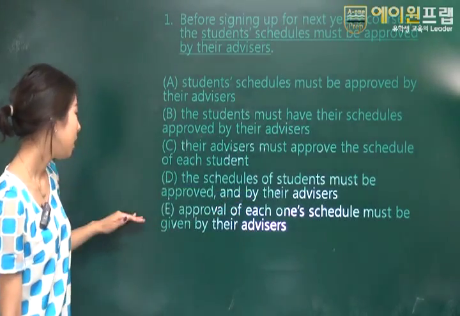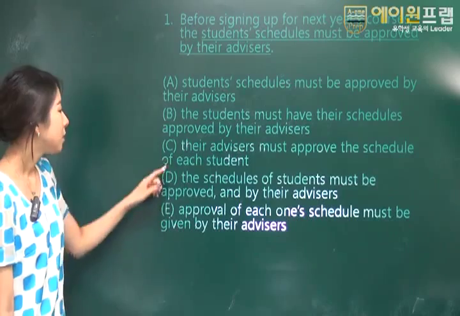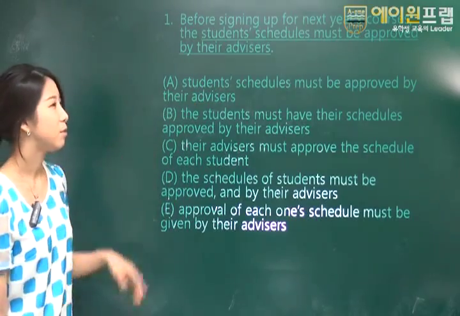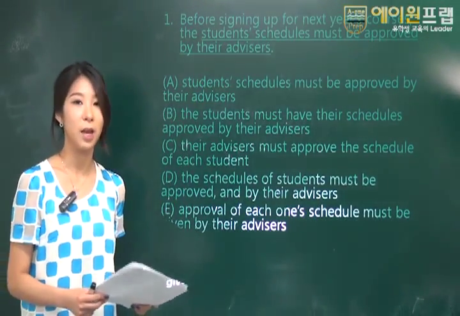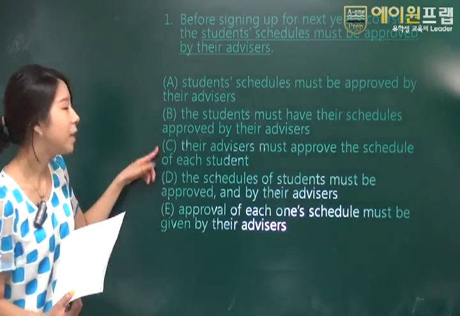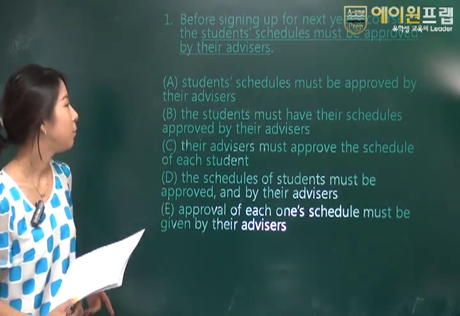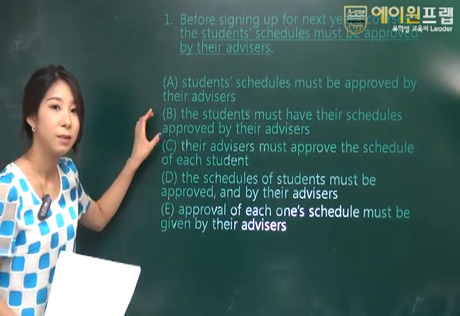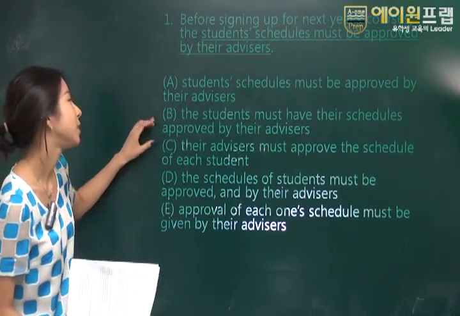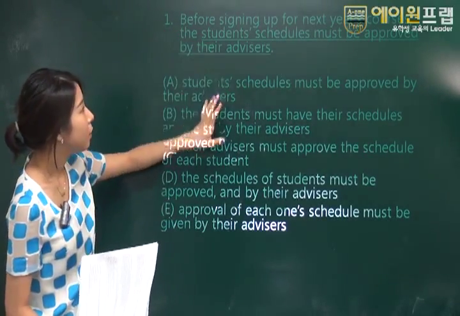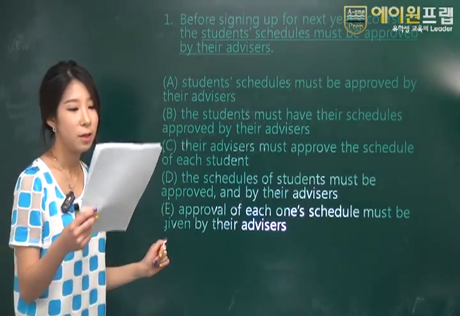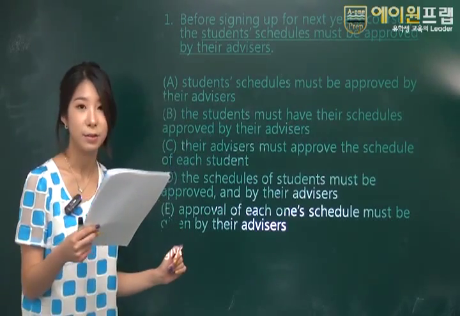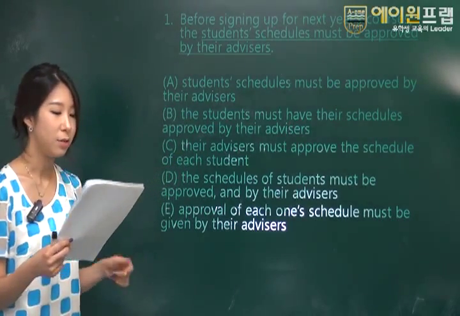And D, the schedules. Once again, the schedules. And E, approval, okay? Schedules and approval are all wrong, because they're not human. They can't sign up for something. And advisors is also illogical because it would be students who sign up for next year's courses. So that's why B, the only answer left, is the correct answer. So let's read. Before signing up for next year's courses, the students must have their schedules approved by their advisors. So that's why B is the best answer, okay?